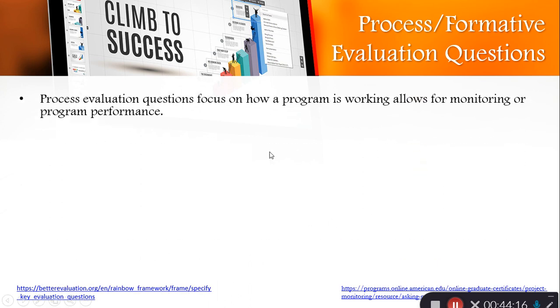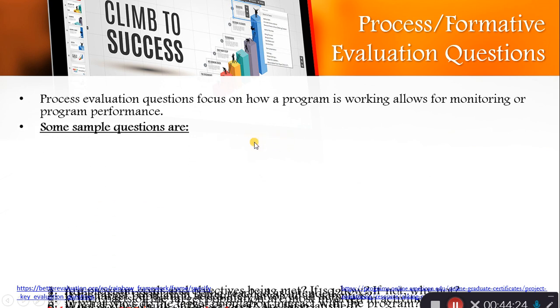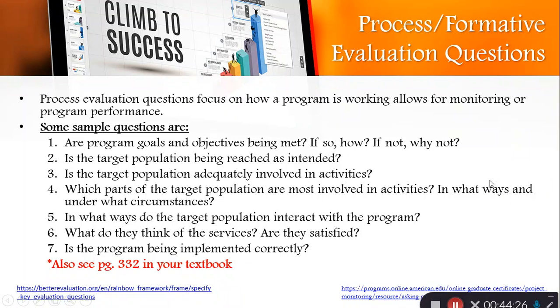And in terms of a process evaluation, we know that it is related to the inner workings of a program. And so some of the questions we might ask with regard to a process evaluation might be, are the program goals and objectives being met? If so, how? If not, why not? Is the target population being reached as intended? Is the target population adequately involved in activities, and so on and so forth. And your text on page 332 also gives some additional questions to consider with regard to process evaluations as well.